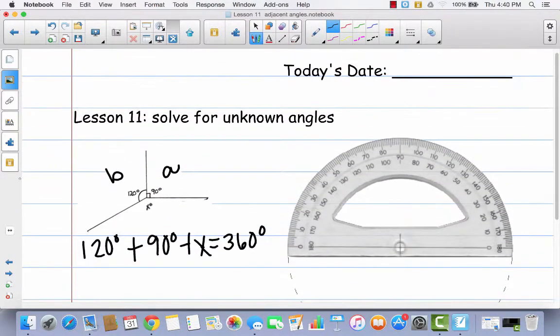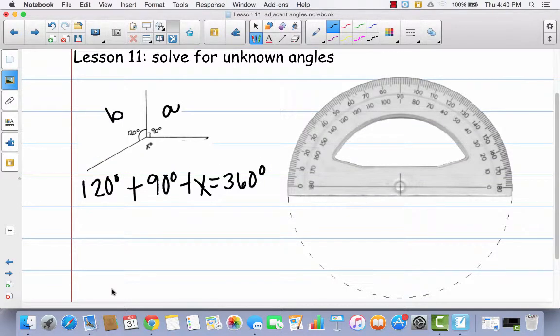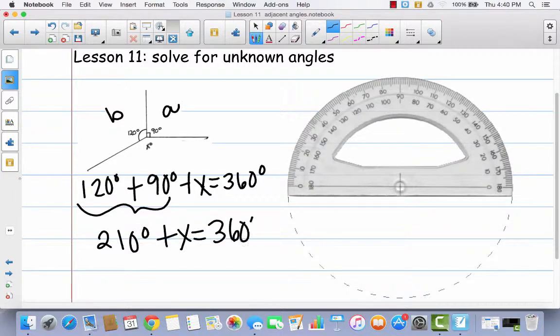Okay, let's see if we can solve for X. The first thing I'm going to do is add these two together. So 120 plus 90 would be 210 degrees, plus X equals 360 degrees. I added those together by thinking that 90 degrees is 10 away from being 100, and 120 plus 100 would be 220, but I had to go back 10 degrees because it was only 90 degrees. Now I've got to figure out what X is. So X would be equal to 360 degrees minus 210 degrees.